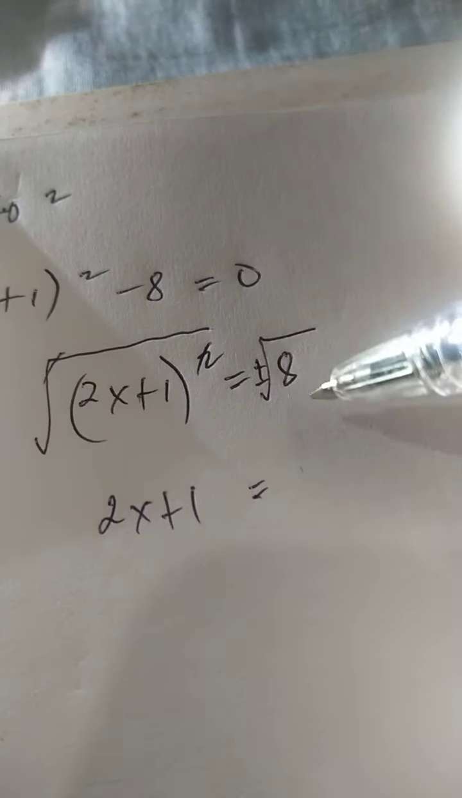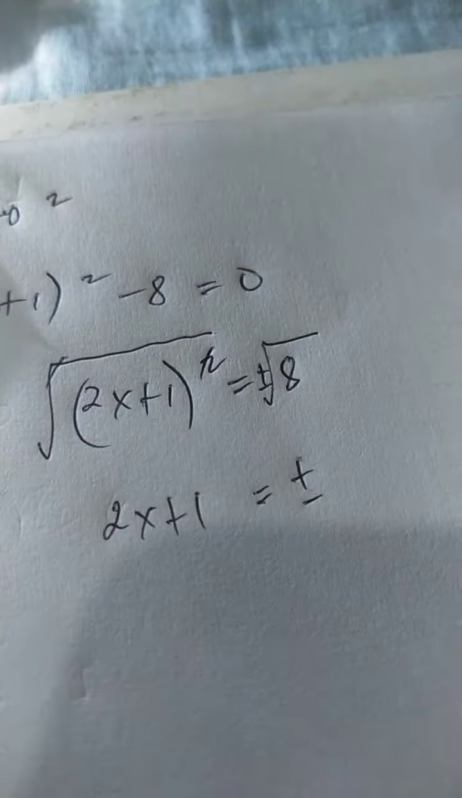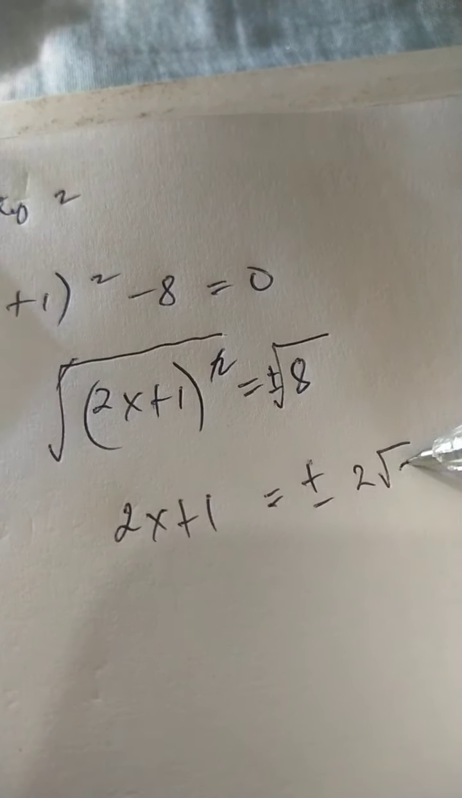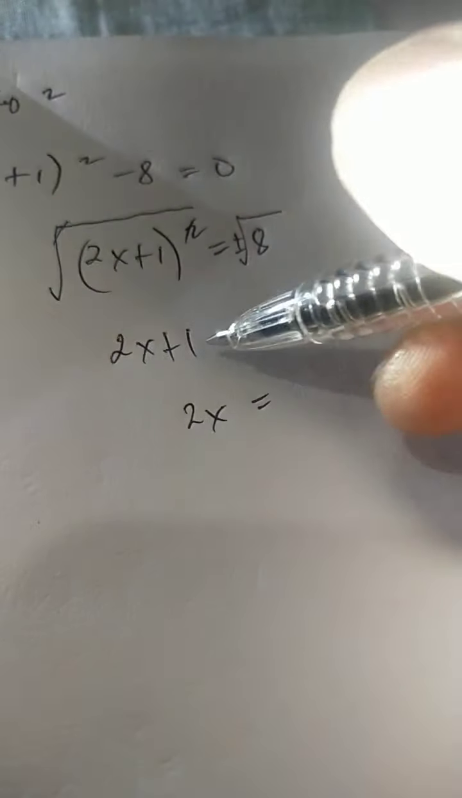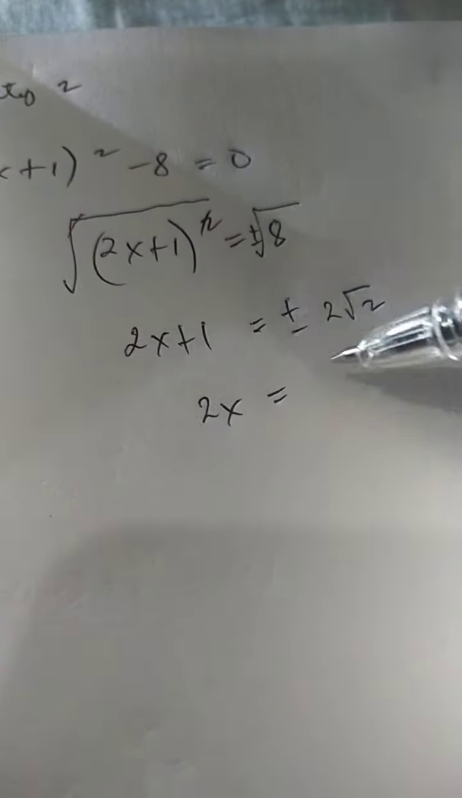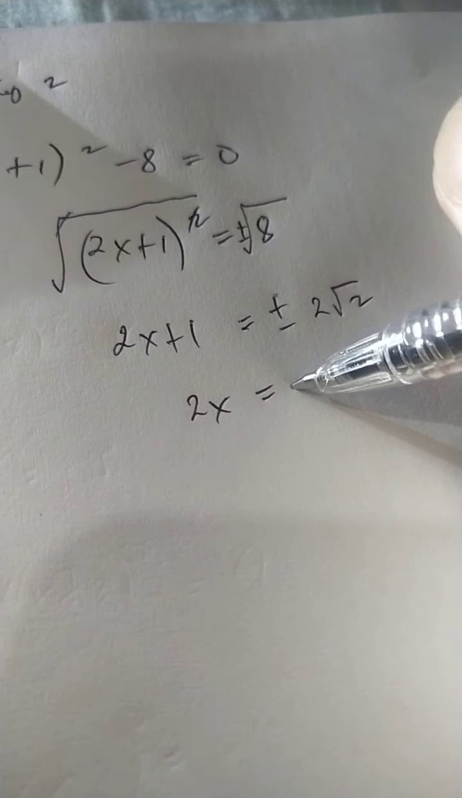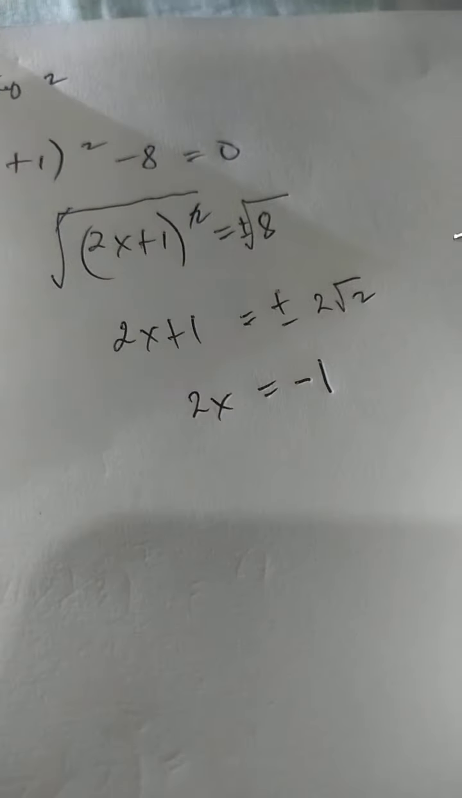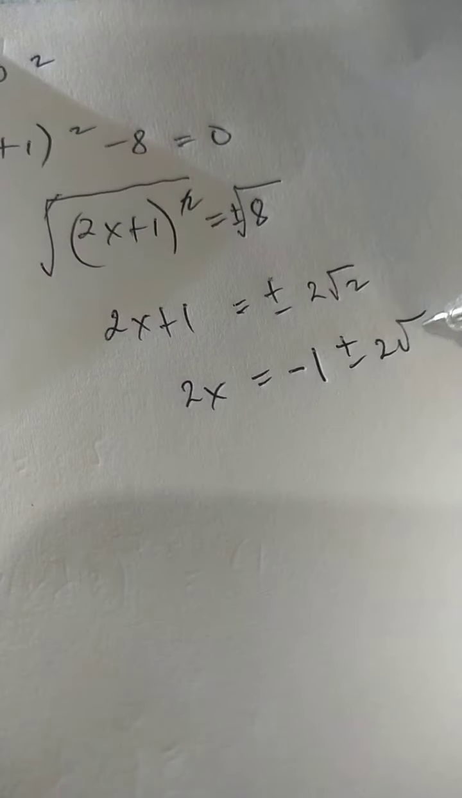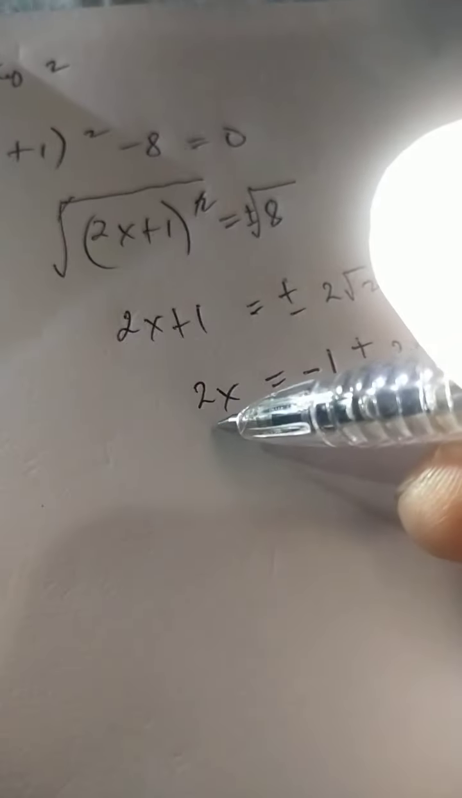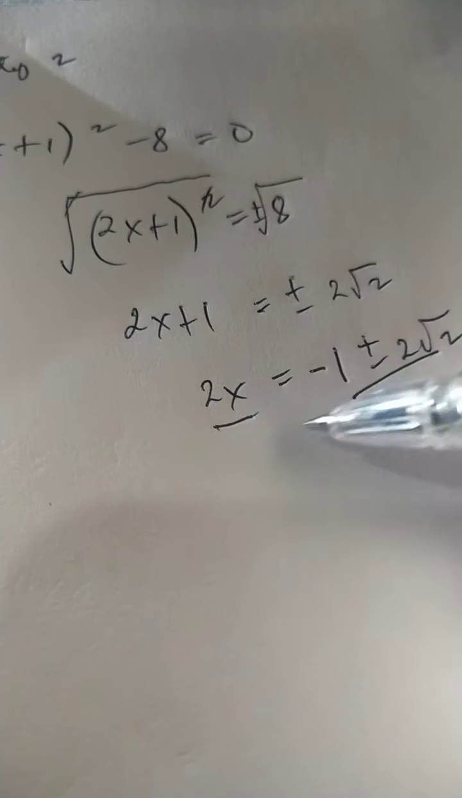Kaya dito, ang ilalagay natin ay positive or negative 2 is square root of 2. Ayan yan ha. Solving it further, we have 2x is equal to, this one should be written on the right side, but we have to change the sign by addition property of equality. We have negative 1 plus or minus 2 is square root of 2. We divide both sides by 2.